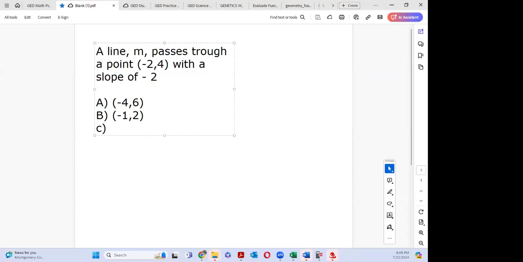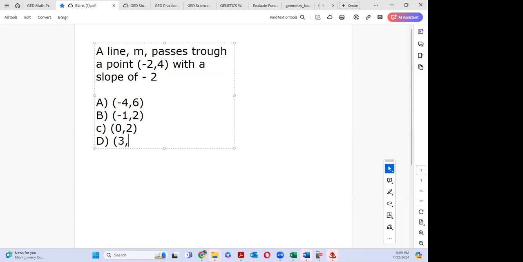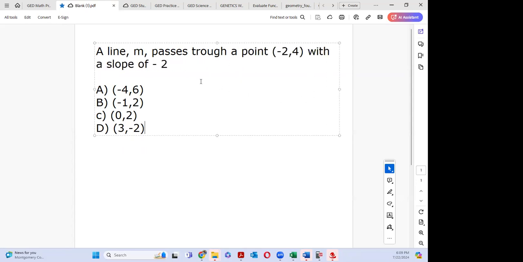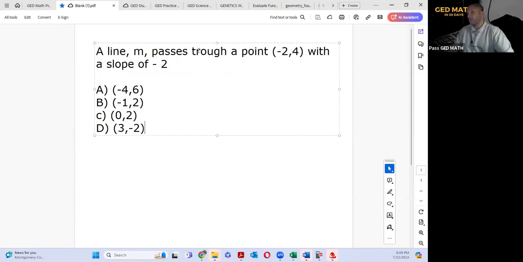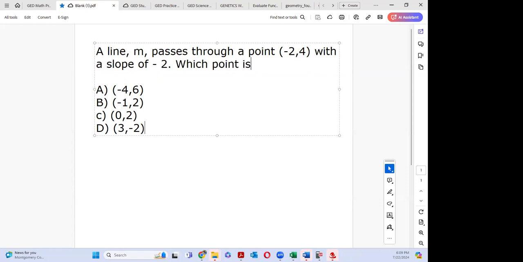C is negative 0 and 2. And D is 3 with -2. I mean, the way they did it was so confusing. A line M passes through a point -2, 4 with a slope of -2. It asks which point is on this line? Hold on, let me check that.